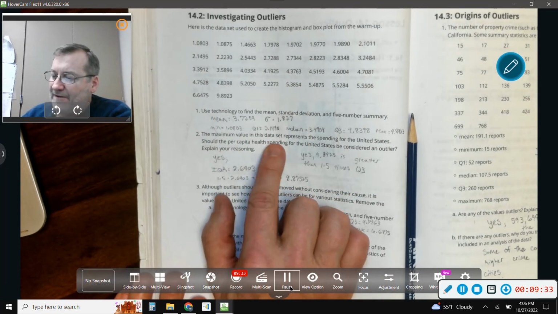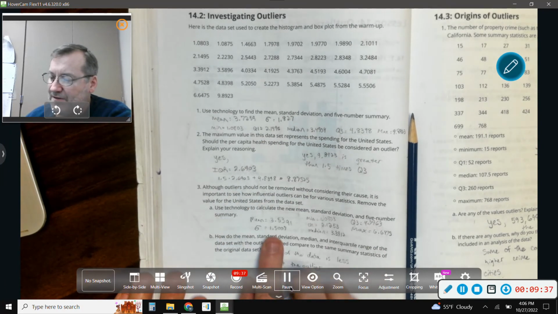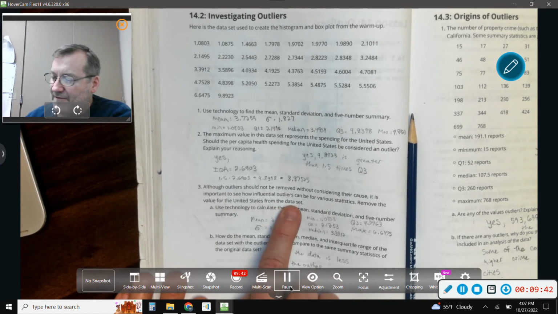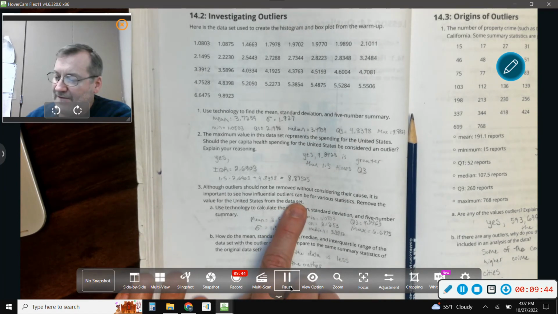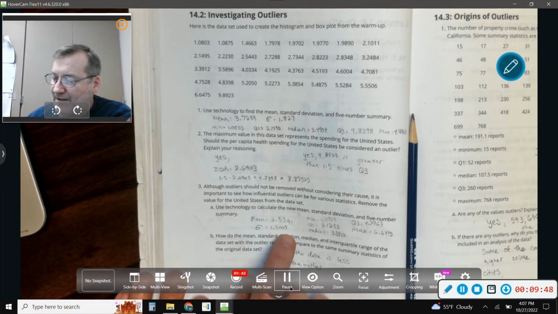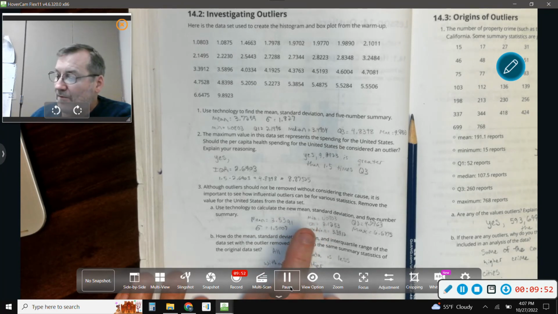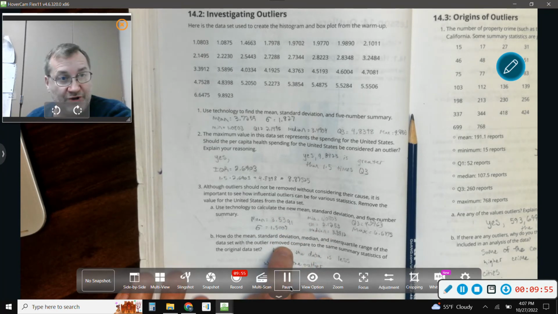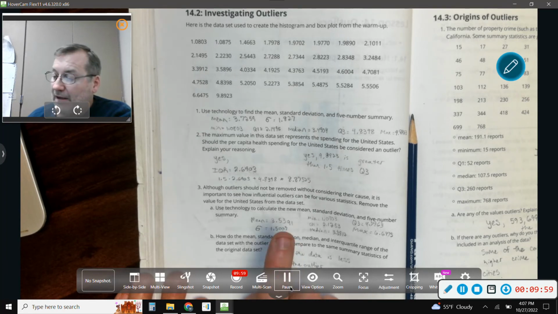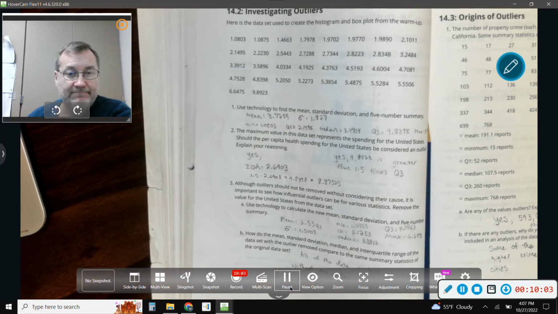The maximum value for this data set represents the spending for the United States, and they ask some more questions below. The outliers should be removed without considering their cause. Important values to see how influential outliers can be for various statistics. Remove the value of the United States from the data set, and then run the numbers again. Okay. So we're going to go and put this into a Google Sheet, and you should do the same for your lesson. And we'll come back and look at this then.